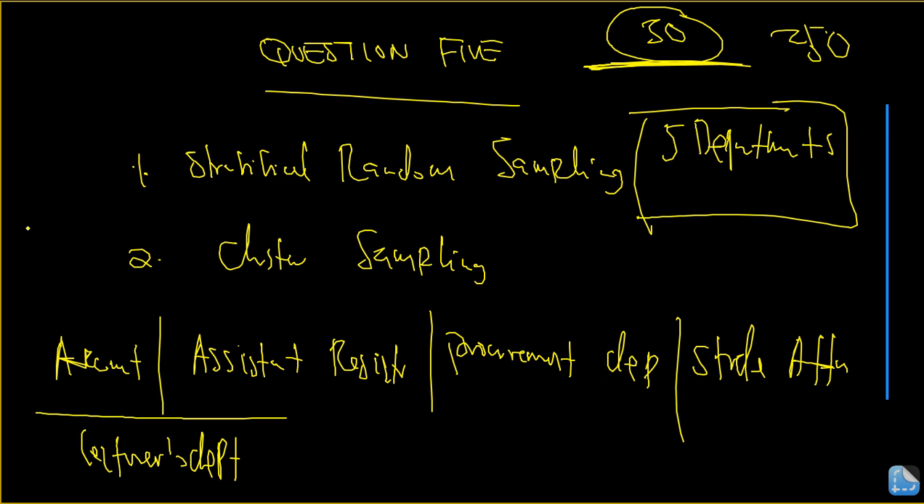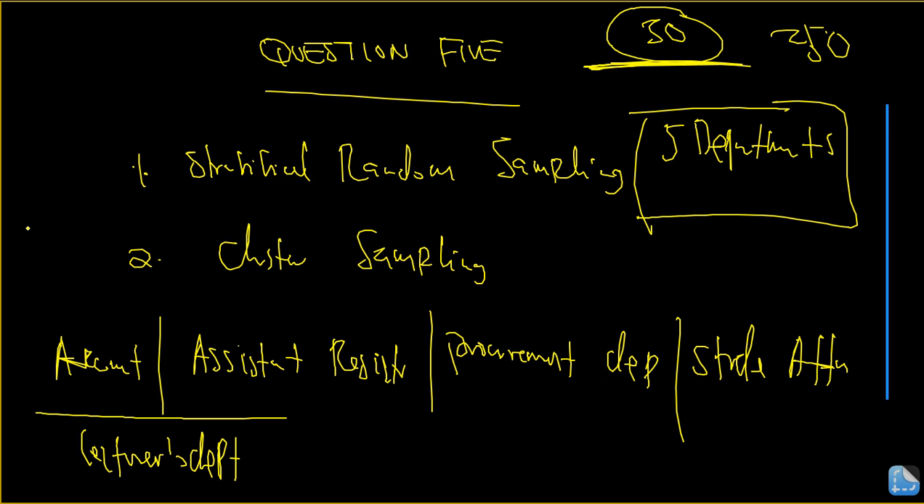Now, when you are going to collect your data using stratified random sampling, you have already classified your departments based on their characteristic feature, which is that they perform a certain defined function. We have the accounts, of course. We have the assistant registrar, which handles personnel issues and sometimes student issues. We have the procurement department, which does the procurement. We have student affairs, which deals with students. We have the lecturers department. So these are the defined characteristics of these departments.